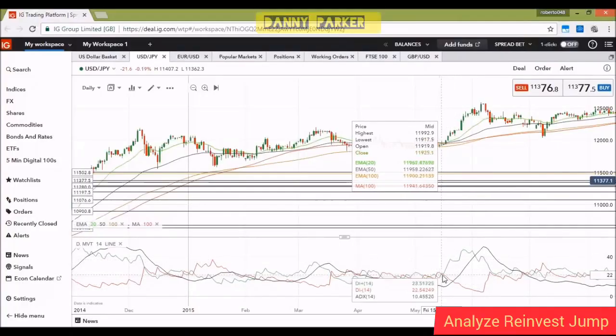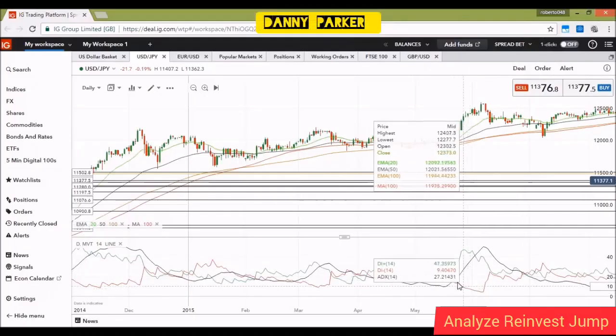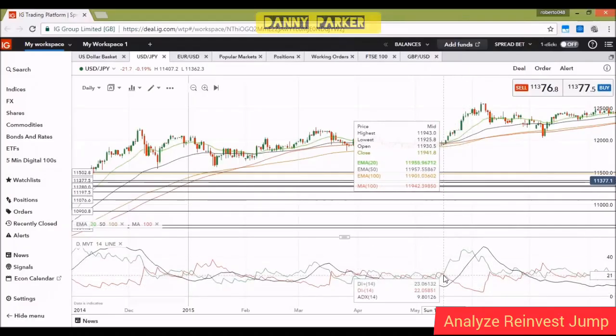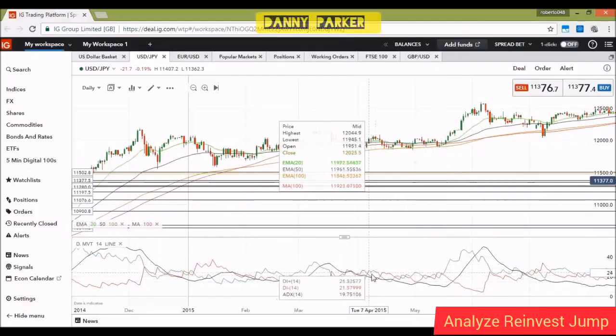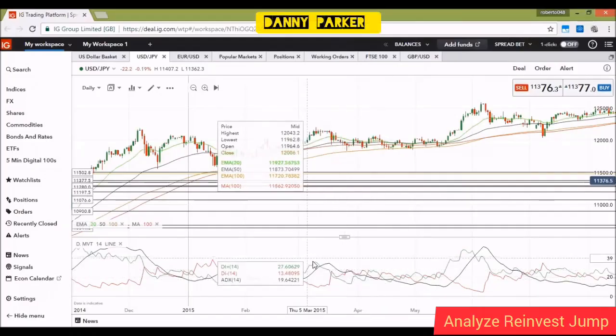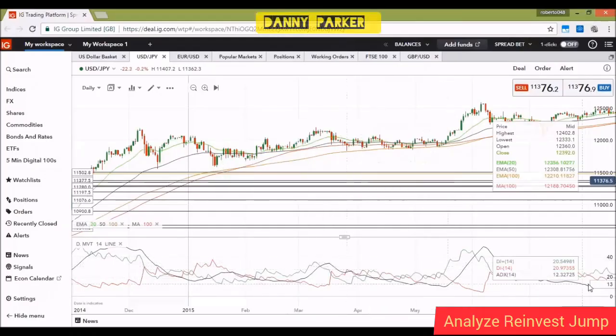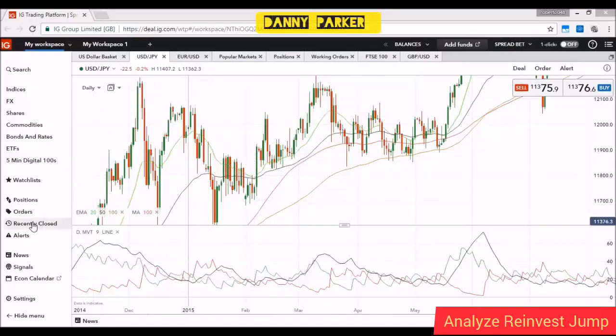The uptrend has begun. We enter a long position and see that as the price grows, the ADX line also continues to rise, sometimes reaching incredible levels like 60 or 70, which indicates an extremely powerful trend. As long as these conditions hold, we can comfortably stay in our trade and enjoy the profit.